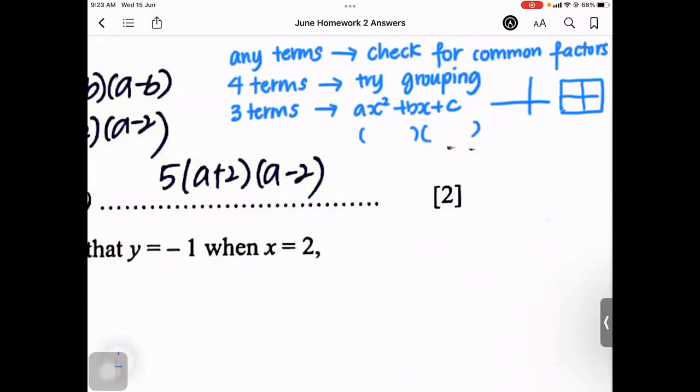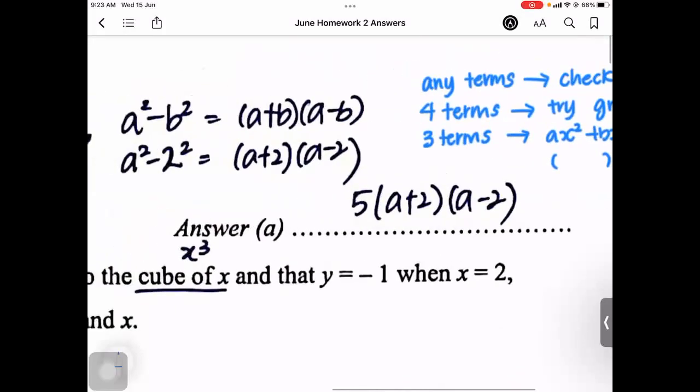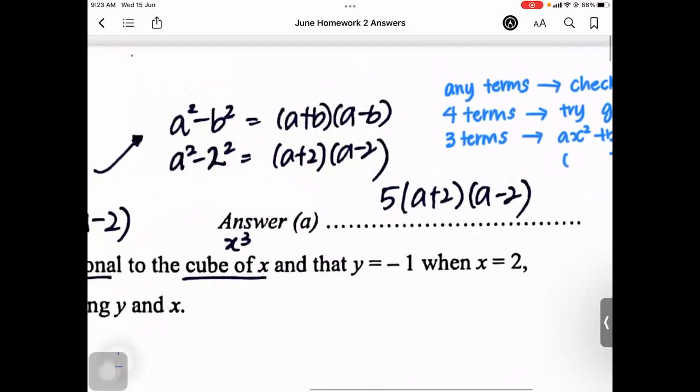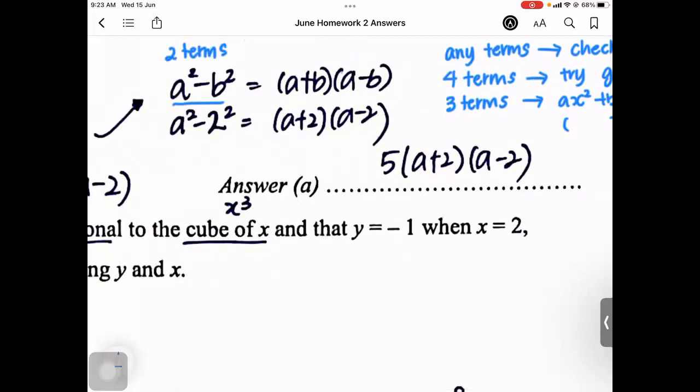Then we have things that have 2 terms. This one is only 2 terms and involves something of the pattern, something squared, a squared minus b squared. This is a special product and it must only be minus. Then a squared minus b squared, you use the special product a plus b, a minus b.